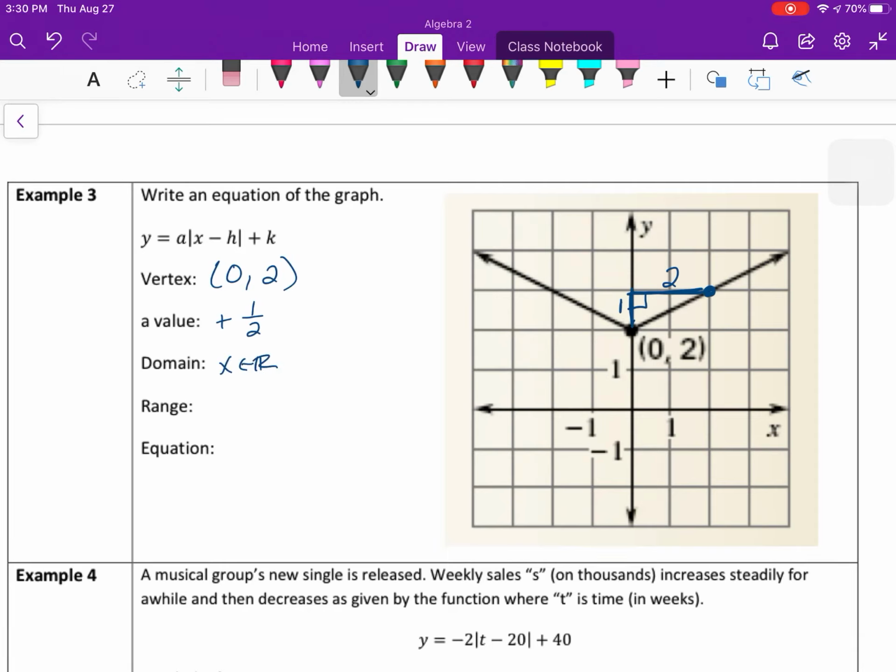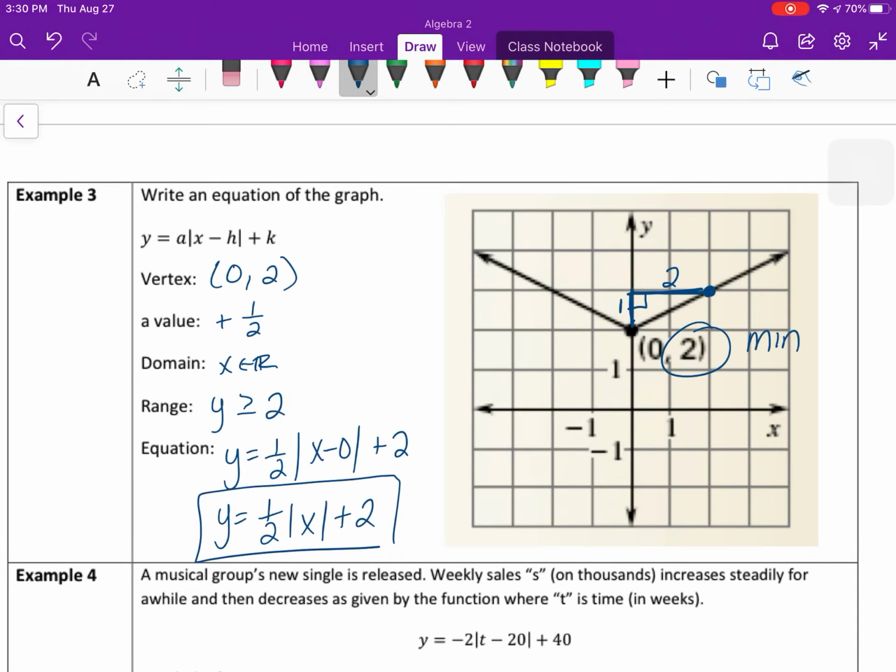Domain is all real numbers. Range will be all your Y values, this time, that are greater than or equal to 2. Use your Y value. This time this is a minimum value since they're all above it, so we use greater than or equal to. Your equation would be Y equals 1/2 absolute value. You could put in X minus 0, absolute value, plus 2, which can be simplified then to just 1/2 of the absolute value of X plus 2.